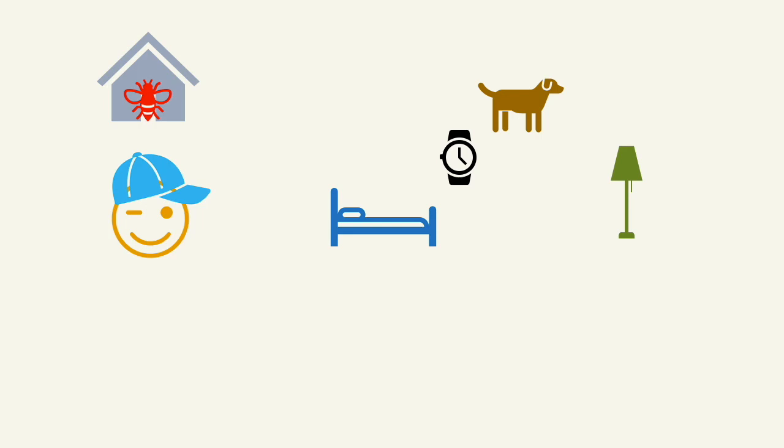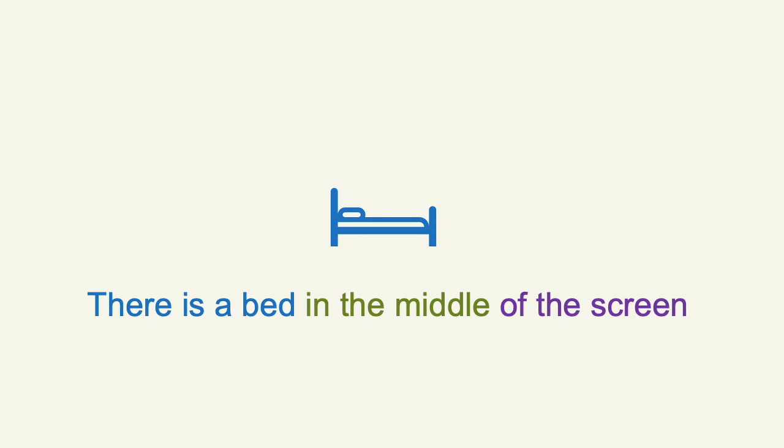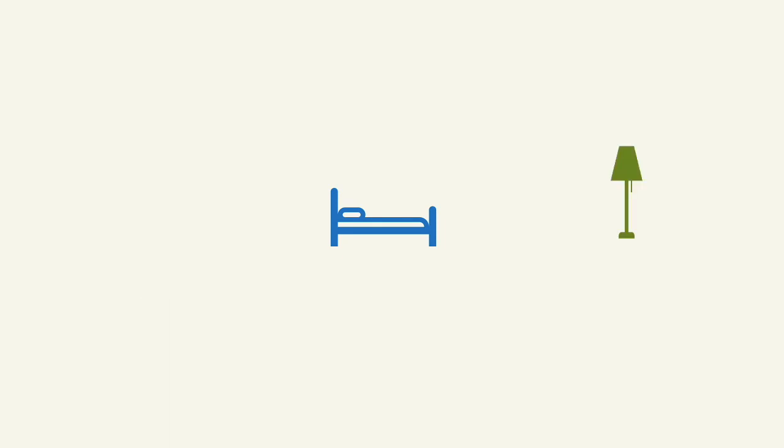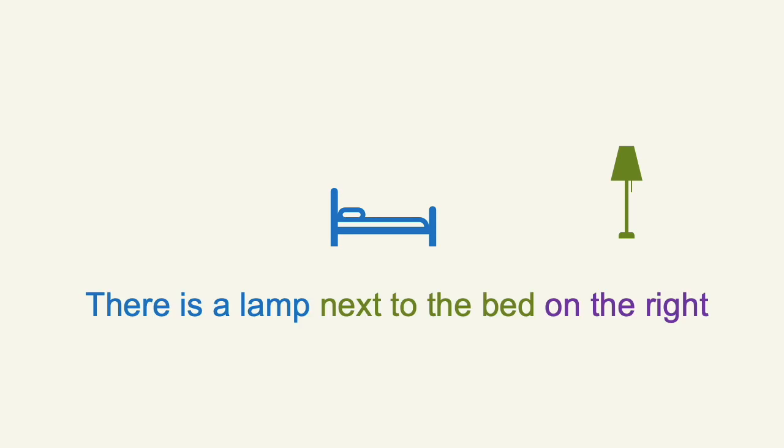Good. Now it's your turn. You try to indicate the location of each item by using same or similar words that I used. Are you ready? Let's go. I'll give you 3 seconds. There is a bed in the middle of the screen. Good. Now try this one. There is a lamp next to the bed on the right.